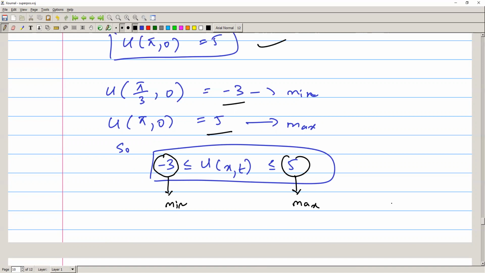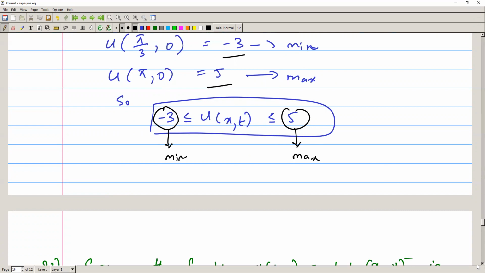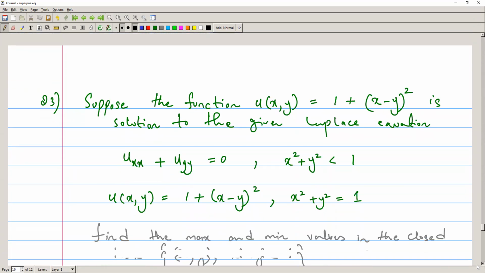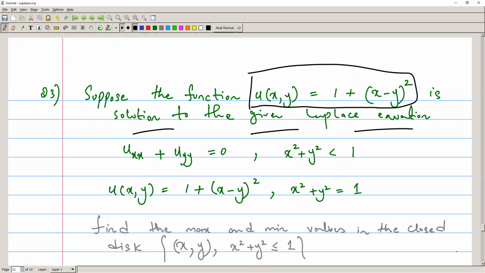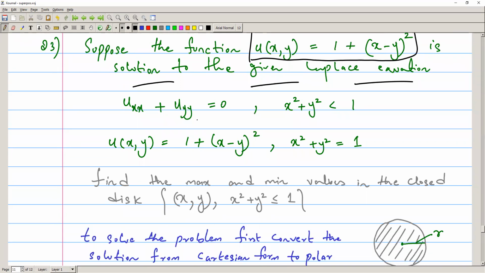Now let's move to the third question. Basically this is a Laplace equation in Cartesian coordinates. It says that suppose the function u of x, y is equal to 1 plus (x minus y) whole squared. This function is the solution of the given Laplace equation, right? The Laplace equation is given here: u_xx plus u_yy is equal to 0.